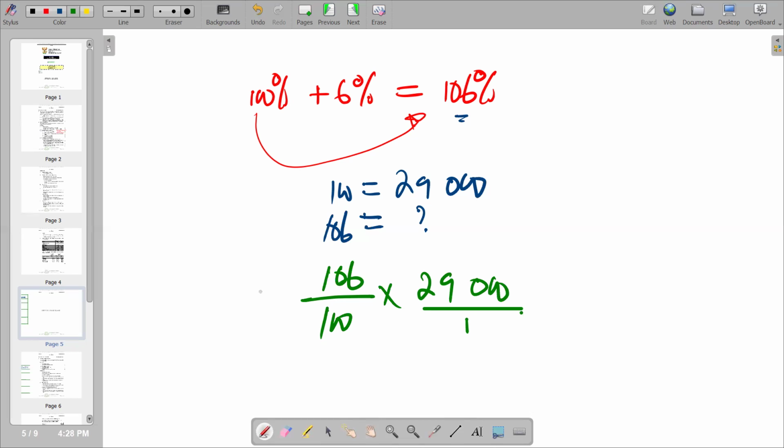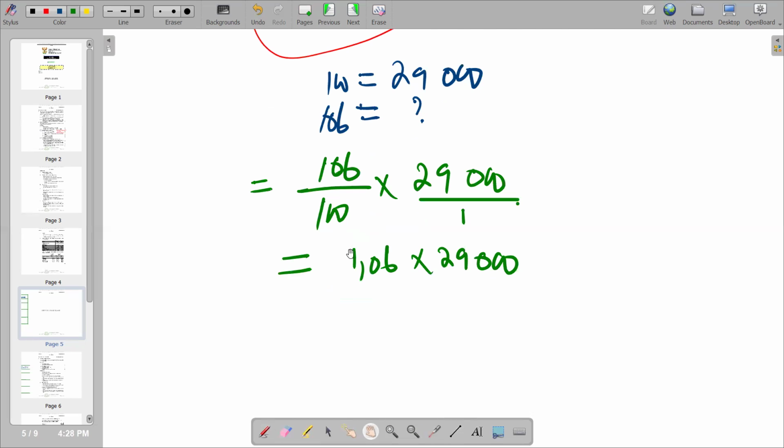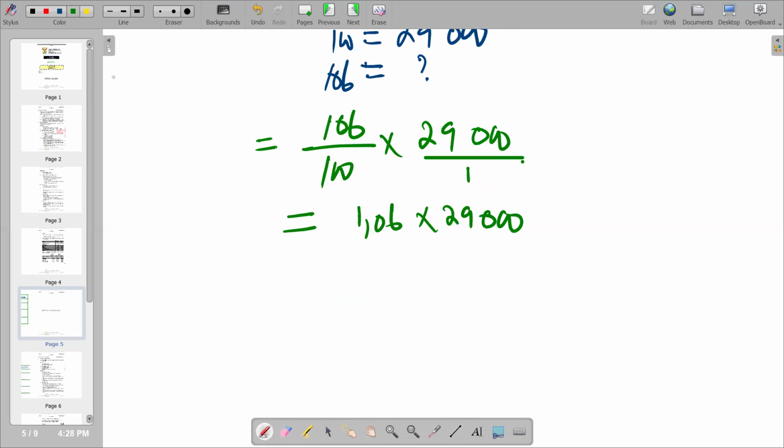If you simplify it further, it becomes 1.06. When you say 100 into 106, you get 1.06, and then you multiply by 29,000. So we can calculate and see what we get. You see that the answer that you're supposed to get is 30,740 rands. So basically, this is what we have on that part.